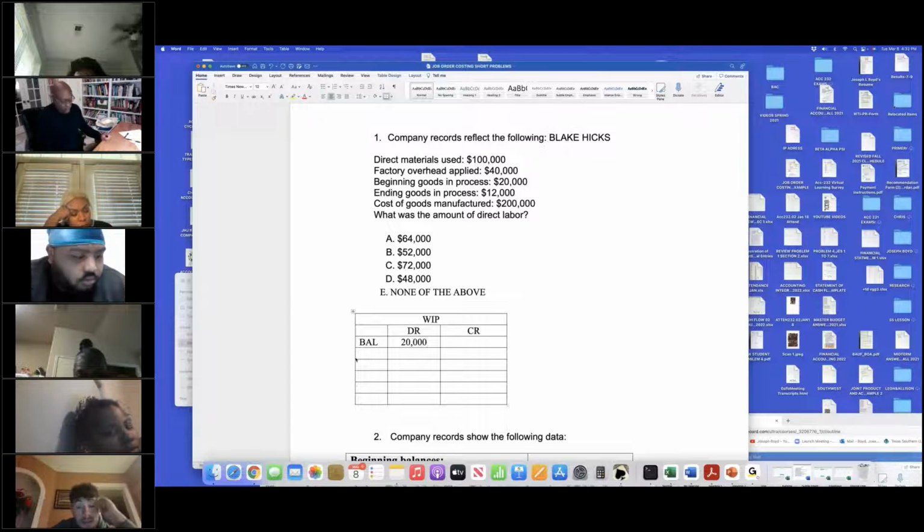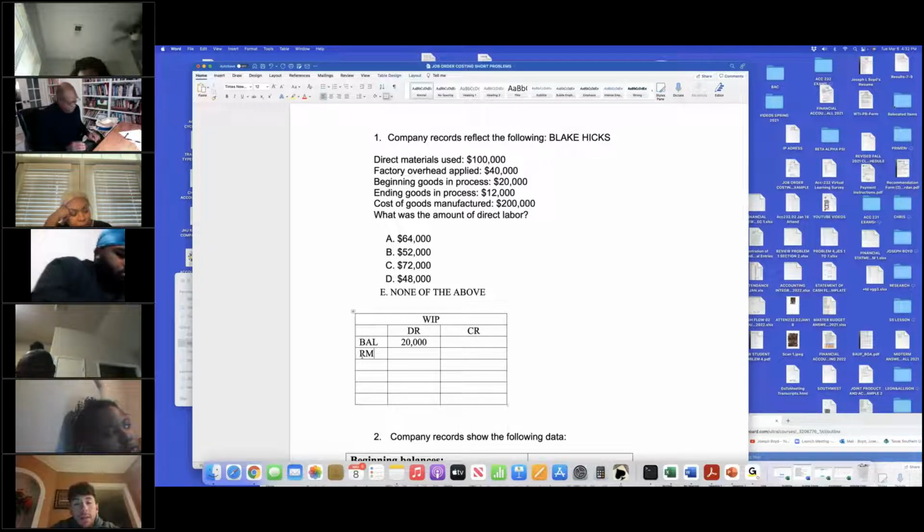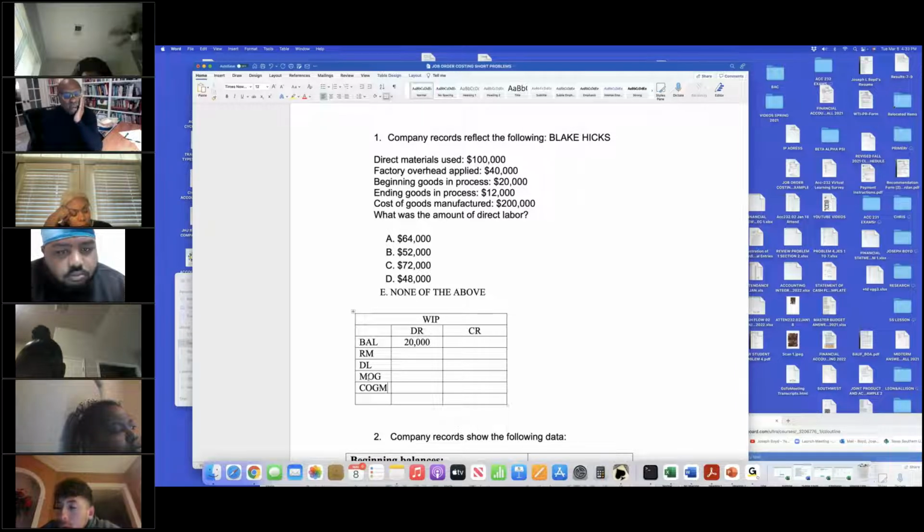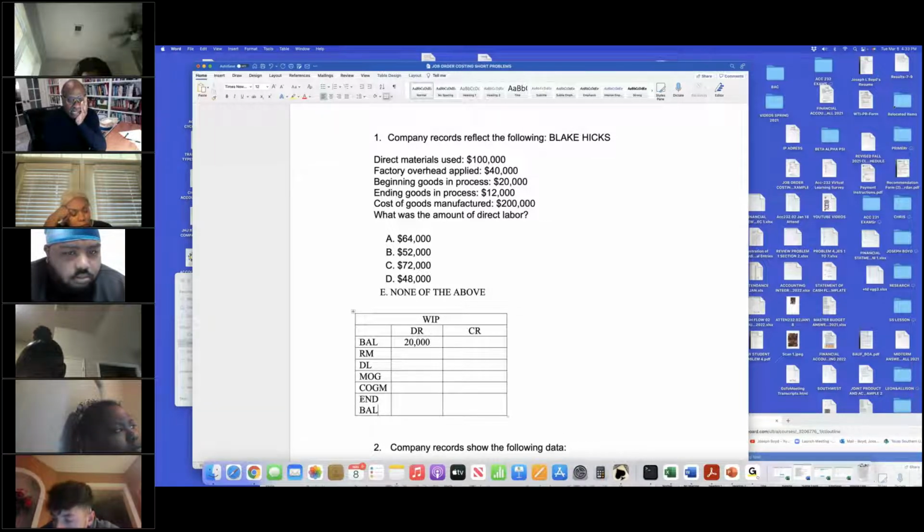Then we transfer in the raw materials, the direct labor, and the estimated MOH. We transfer out the COGM, the cost of goods manufactured, and we get the ending balance. In this problem, we know the beginning balance and we know the ending balance. It's 12,000.